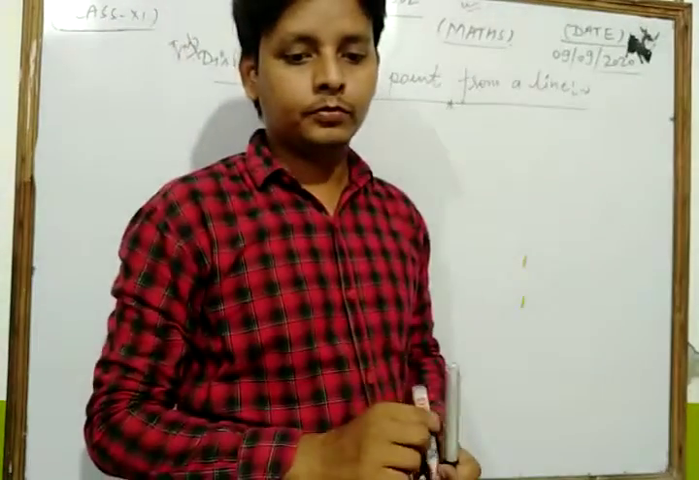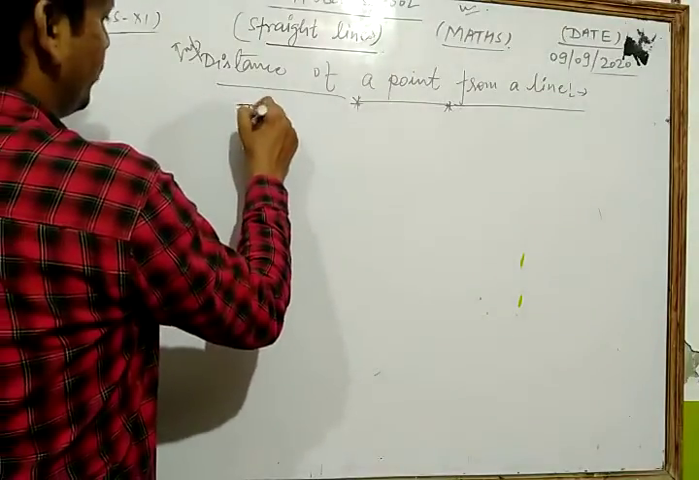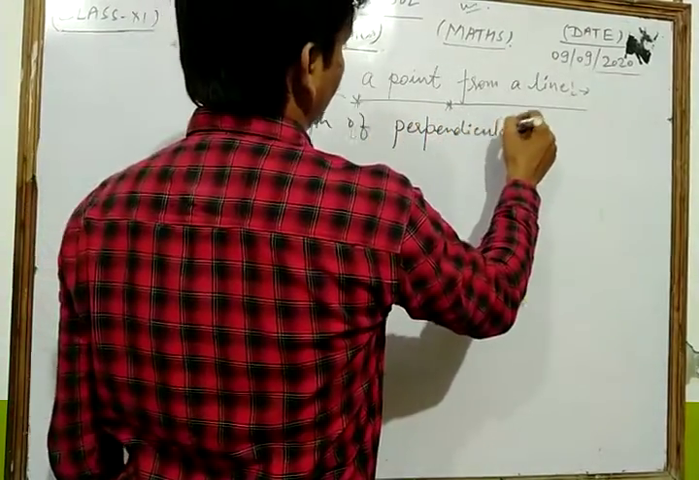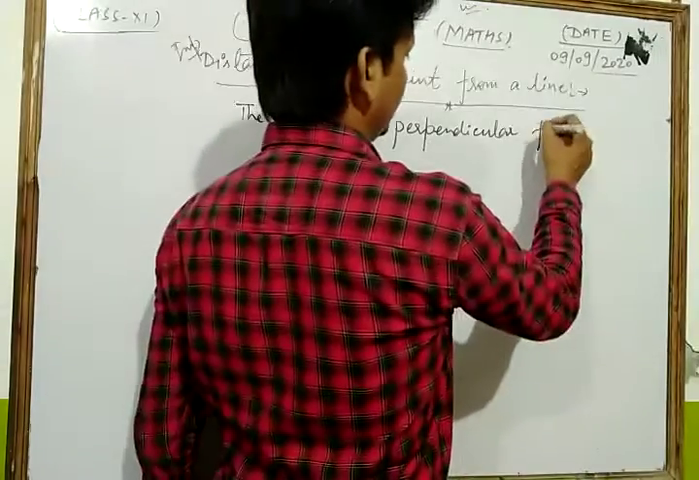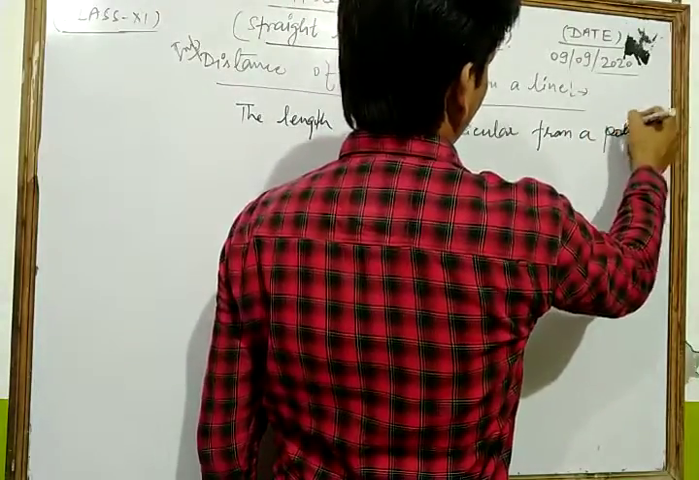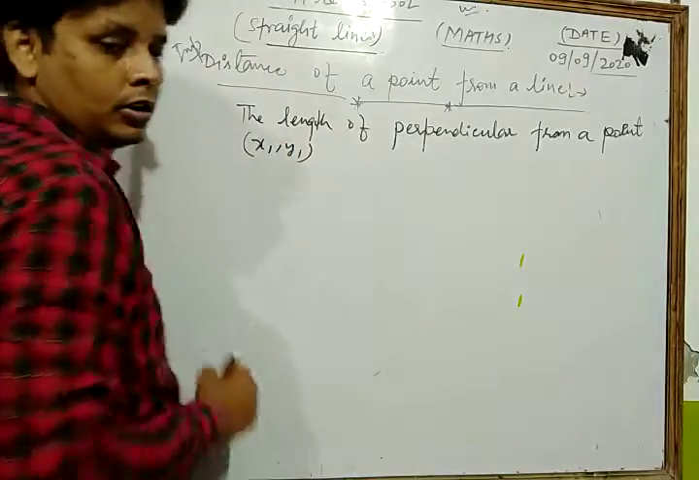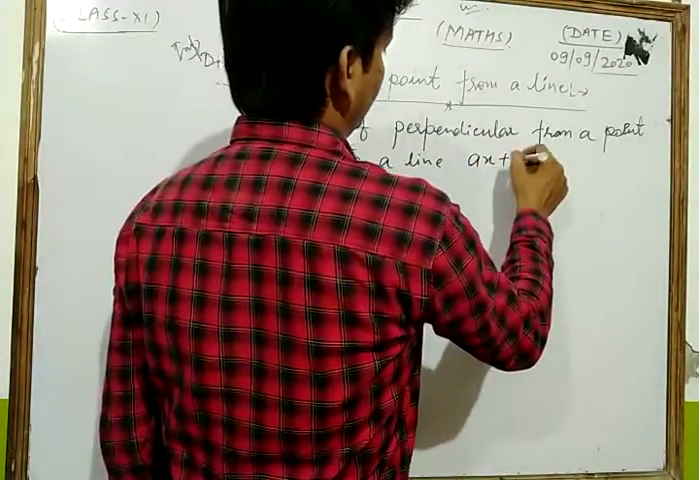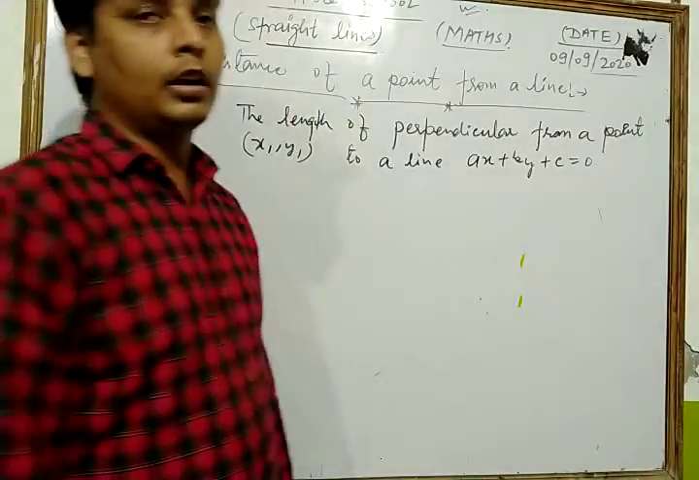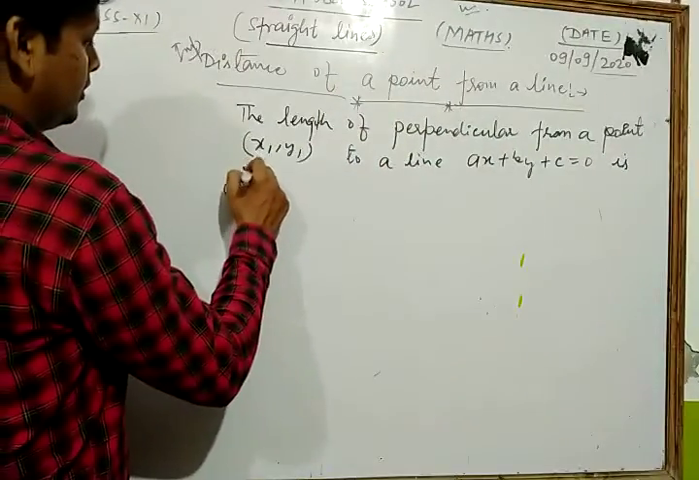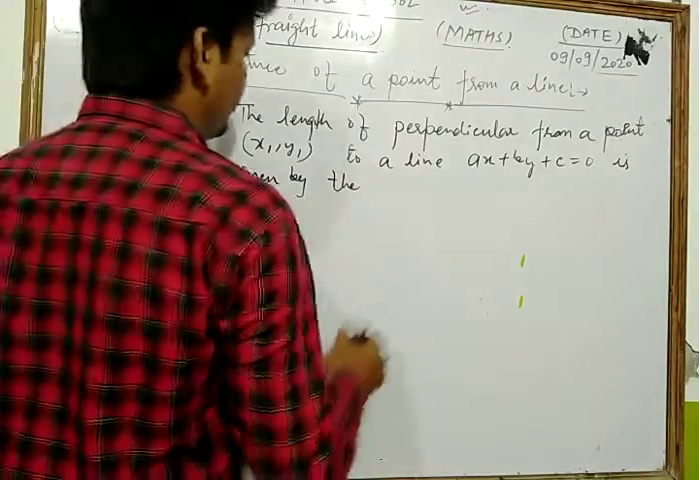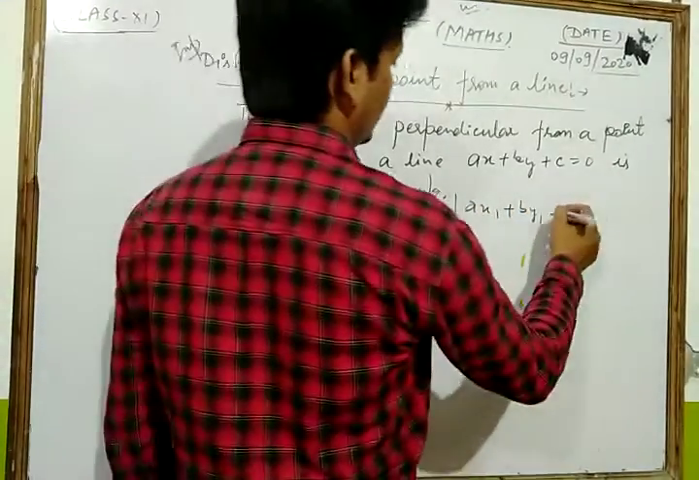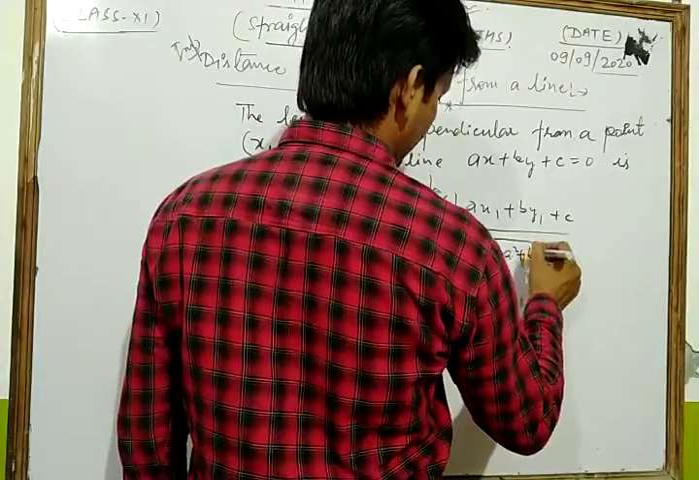Now let's take the formula. The most important formula is that the length of the perpendicular from a point (x1, y1) to a line ax plus by is equal to c is given by the formula: mod of ax1 plus by1 plus c upon under root a square plus b square.